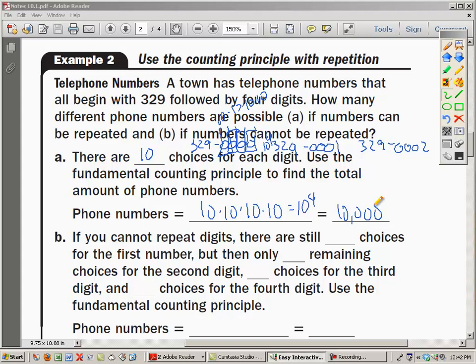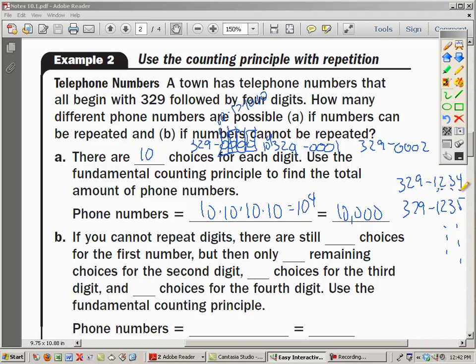Now, if you can't repeat digits, for example, you would have 329-1234, 329-1235, etc., etc. Obviously, I started in the middle there, but you can have all kinds of different numbers. The key is that none of these digits can be the same.